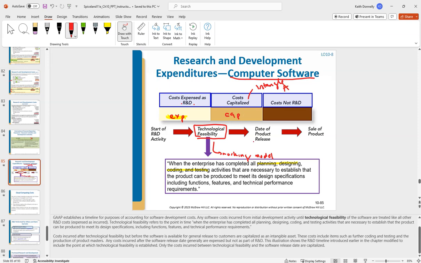And you continue to do that until the product release date. Then the product is out there. That's great. Once it's out there, if you have costs after that, well, that's not R&D.